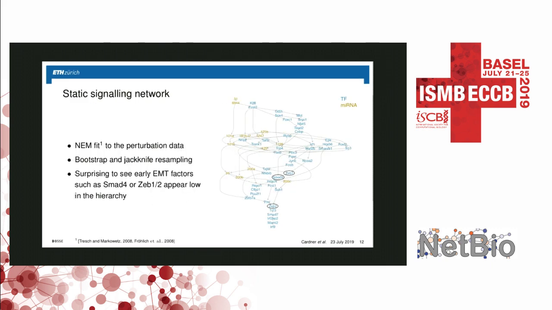And we fit this now to our data. So this is so far only the perturbation data, the standard nested effects model, which we've fit. And we've done resampling using Bootstrap and Jackknife to get a confidence in the edges. And I'm showing you here the consensus network, where transcription factors are in blue and microRNAs are orange.